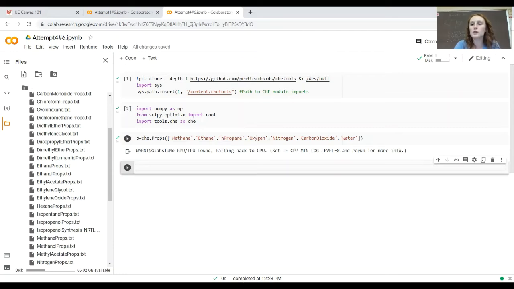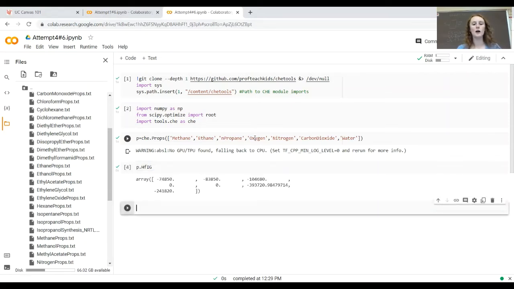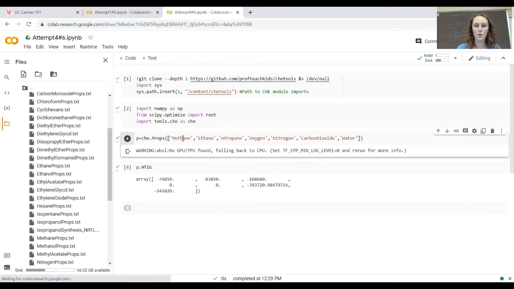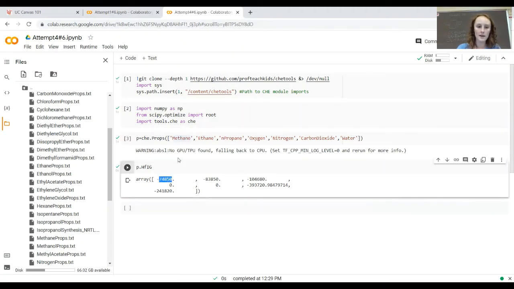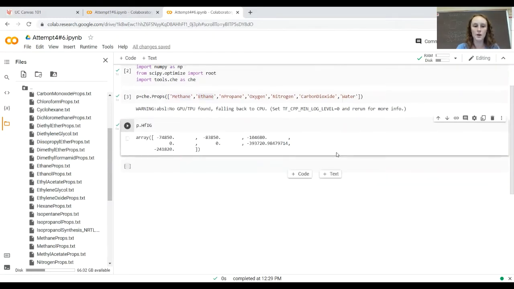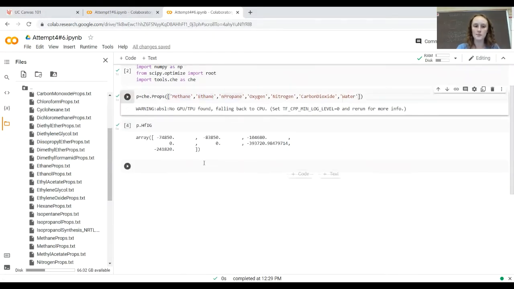And we can go ahead and just do a little example of what that does. So we can call P.HFIG, which is the heat of formation of ideal gases here. If I just do Shift Enter and run this line, it's going to grab all the data points for methane, ethane, propane, and so on in that order. So here it is for methane, here's for ethane, and so on. So this line, if you're following along at home, is inconsequential to the rest of the code. It's just showing you what this does.